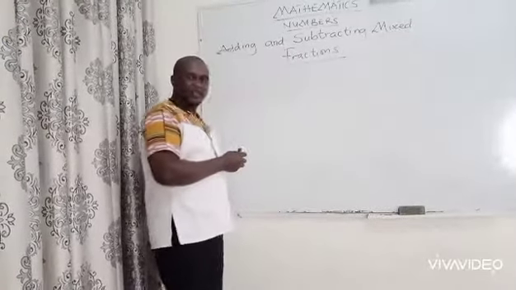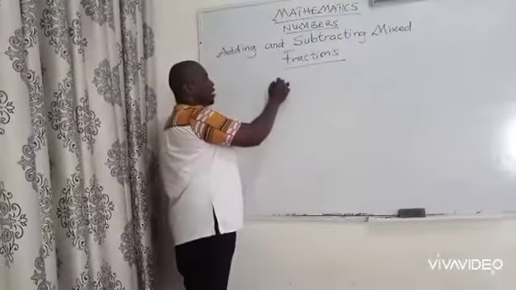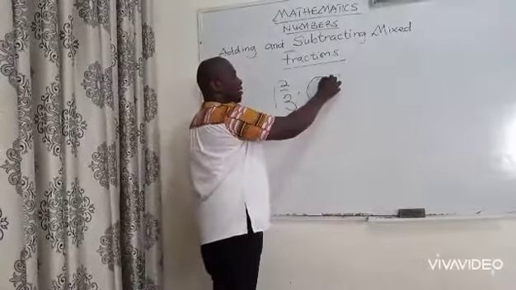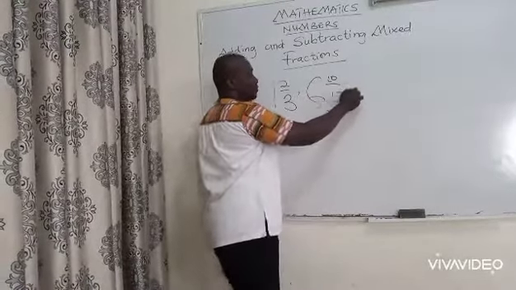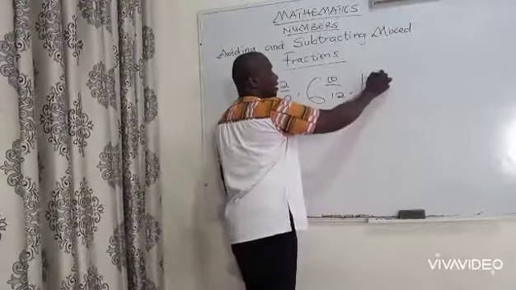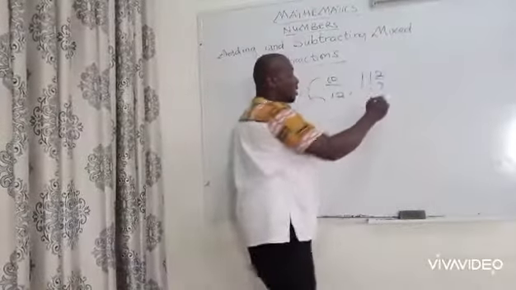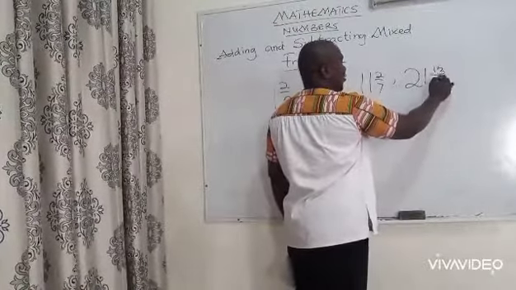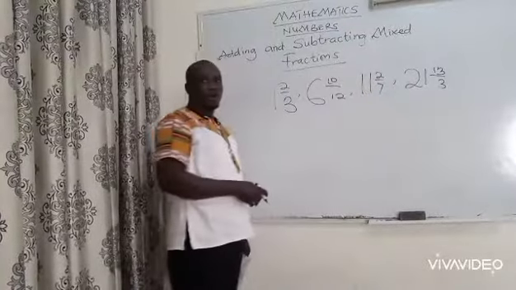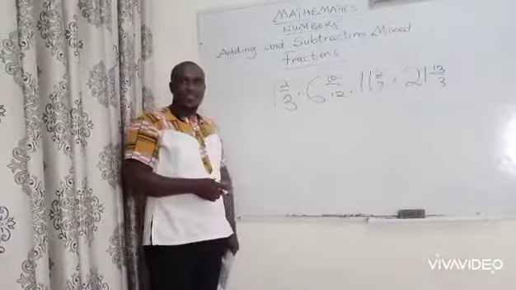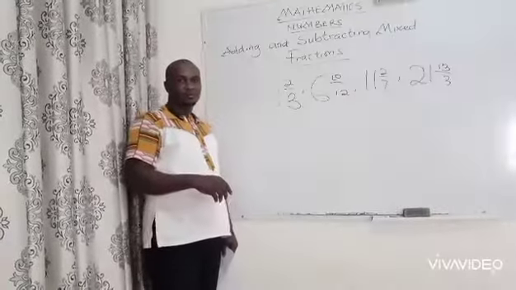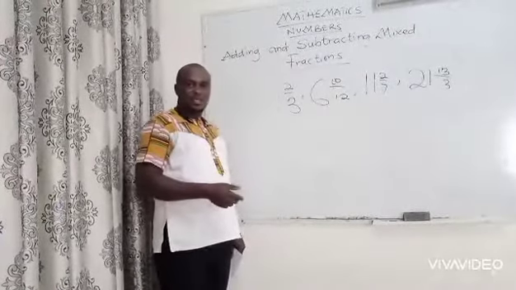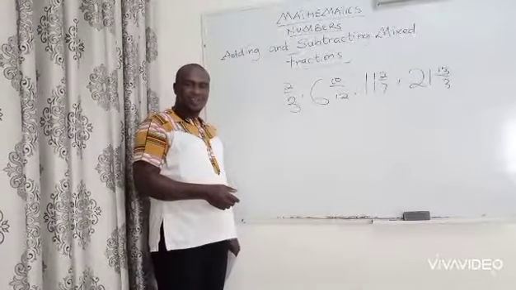Other examples of mixed fractions are 1 whole number, 2 over 3; 6 whole number, 10 over 12; 11 whole number, 2 over 7. We can have 21 whole number, 13 over 3. These are all examples of mixed fractions. Now, I believe you can also add some to it. Now, add yours at home. Show it to your parents or your teachers.